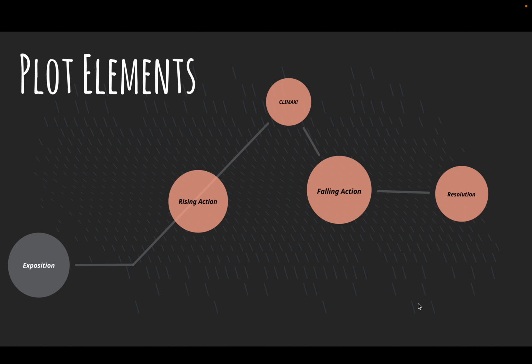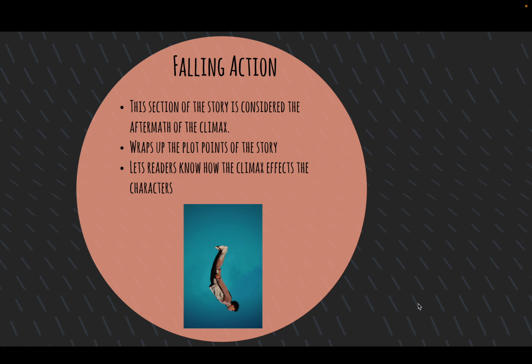Now, what's next after that is the falling action. Everything that happened in the climax, this is going to be the aftermath of that. It's going to wrap up a few plot points in the story as well, and it's going to let readers know how the climax affected your characters. Going back to previous examples, like the record producer one, is this record producer going to fire your character, or are they going to take into consideration what they said and work out a deal?